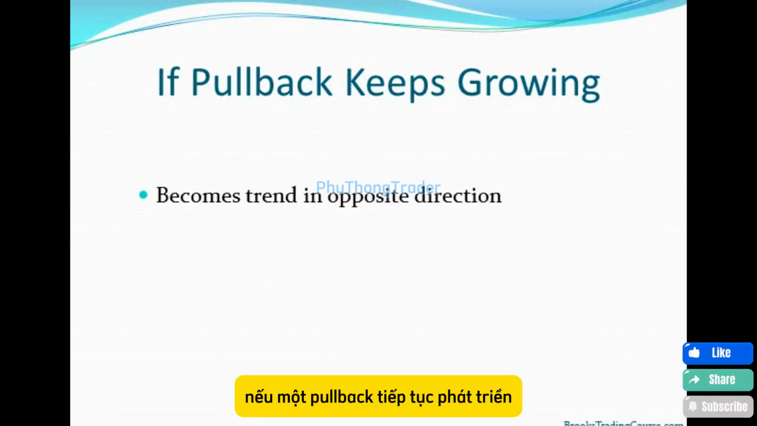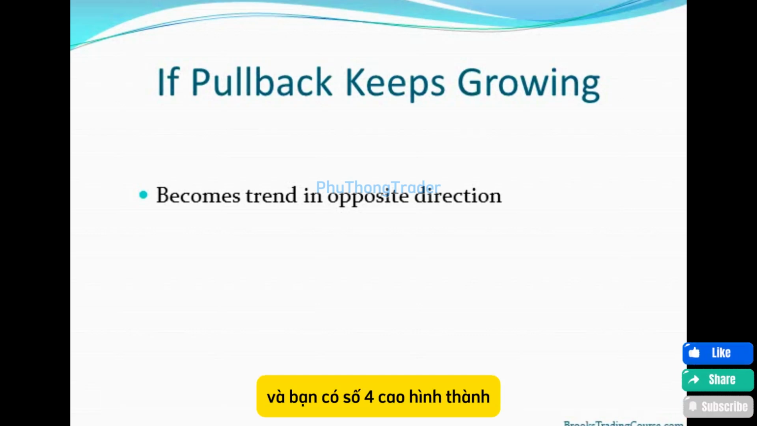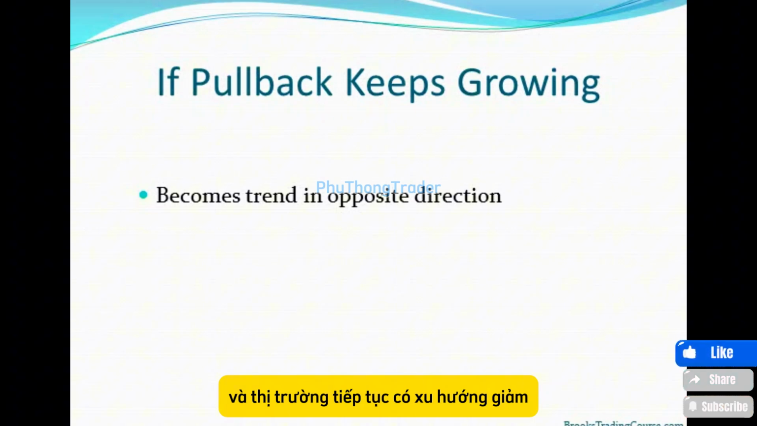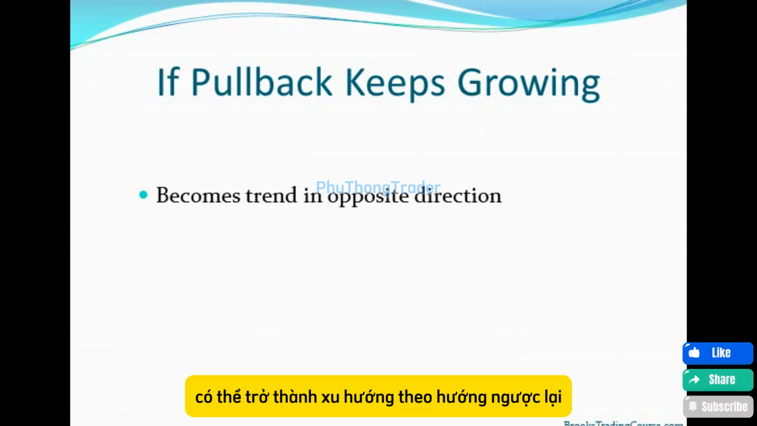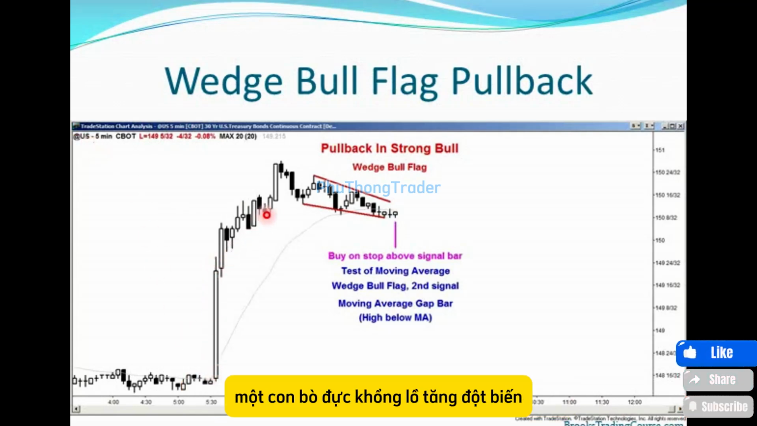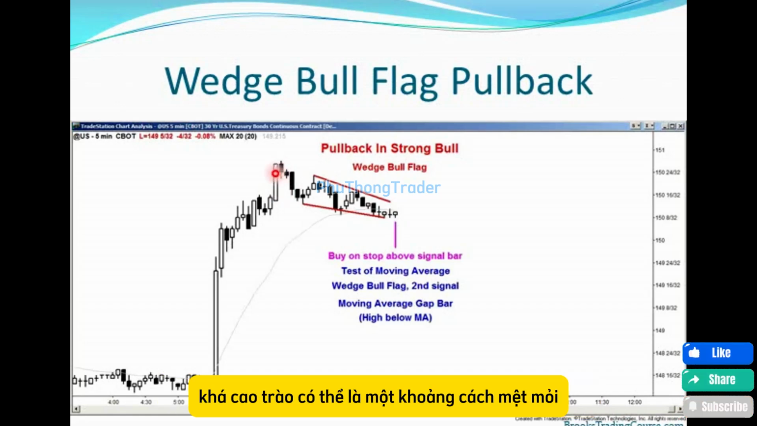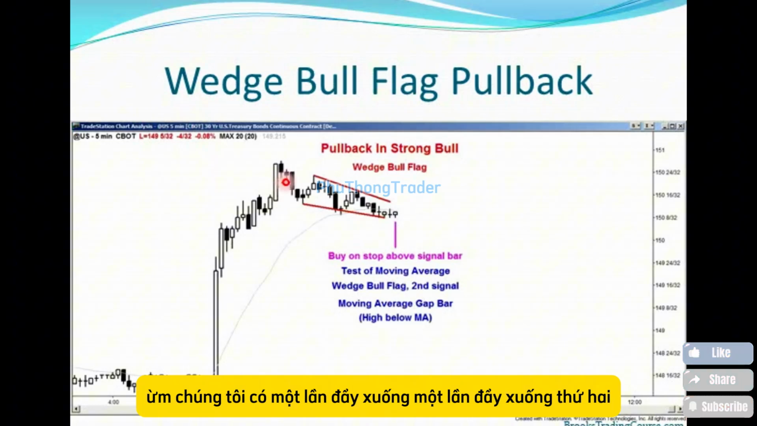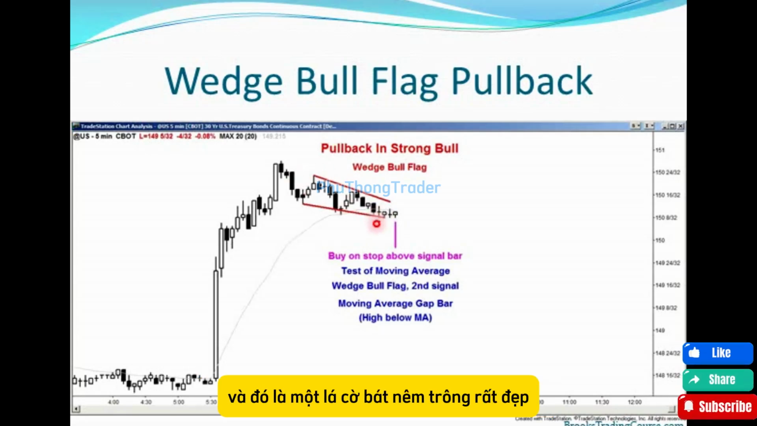If a pullback keeps growing, like if you have a bull trend and you have a pullback and you have a high 4 that forms and the market just keeps trending down, the pullback can become a trend in the opposite direction. For example, here's Treasury bond futures, a huge bull spike, huge follow through, so traders are looking to buy a pullback. Pretty climactic, might be an exhausting gap. We got one push down, a second push down, and a third push down to the moving average, and it's a very nice looking wedge bull flag.